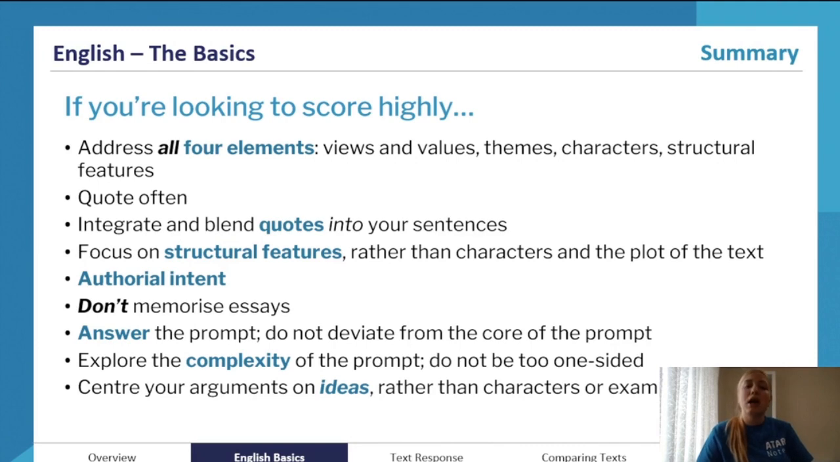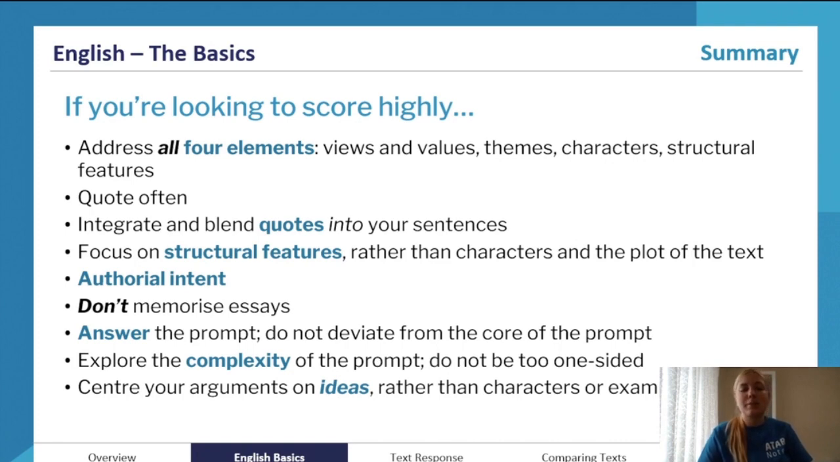We don't want to see a quote being separated just into a separate sentence of its own, for instance, and then you go and analyze that. So they need to flow nicely within your sentences. Focus on structural features rather than characters and plot of the text, because if you want to get those high marks, yes, you will have some character analysis and key events analysis, but we should focus more on structural features to add a layer of complexity to our essays. Everyone can analyze characters and plot. Make sure to have authorial intent.